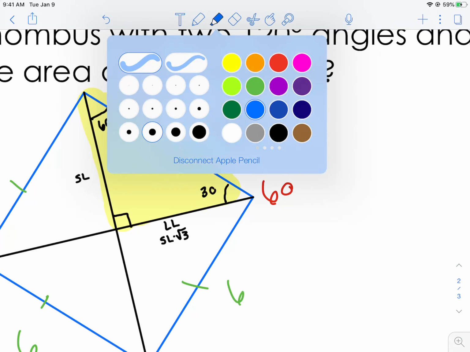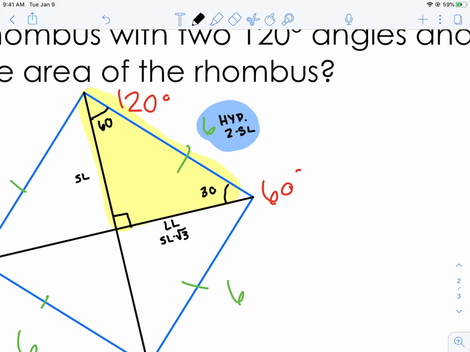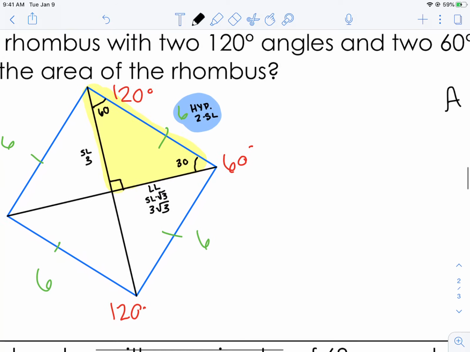So this is actually where I'm going to be starting. 2 times the short leg is equal to 6, so my short leg is going to be equal to 3. And then my long leg is going to be equal to 3 square roots of 3. That's just half of the diagonal. So one of the diagonals is going to equal 3 times 2, which is 6. And my other diagonal is going to equal double 3 square roots of 3, and you get 6 square root 3.